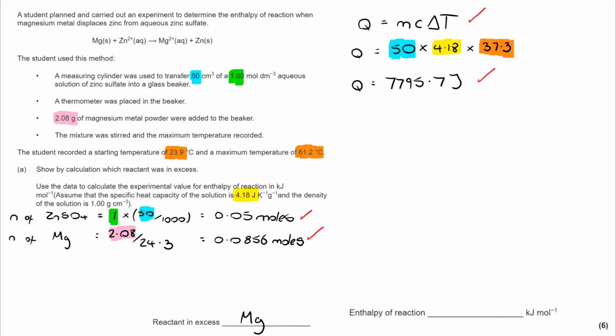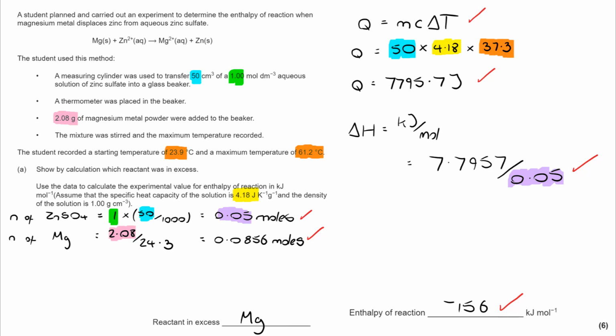But that doesn't take us to the end of the question. I don't want joules, I want kilojoules per mole. So the first thing, I need to convert it to kilojoules, and then I divide it by the number of moles. And you'll notice I've used zinc sulfate. That's because that's the limiting reagent. It's the one that's not in excess. I put all of that together, and I get to an enthalpy of reaction of negative 156 kilojoules per mole.